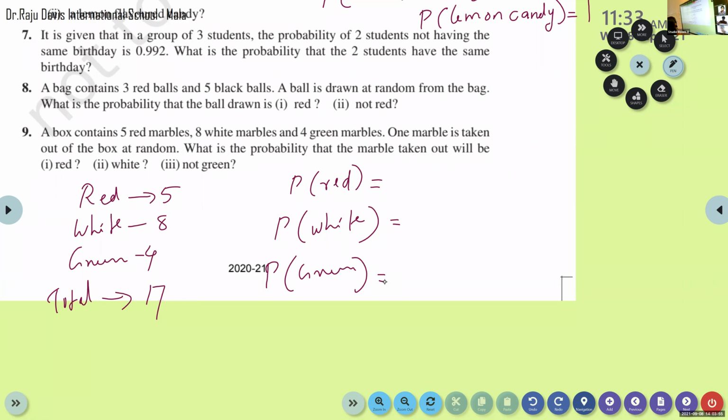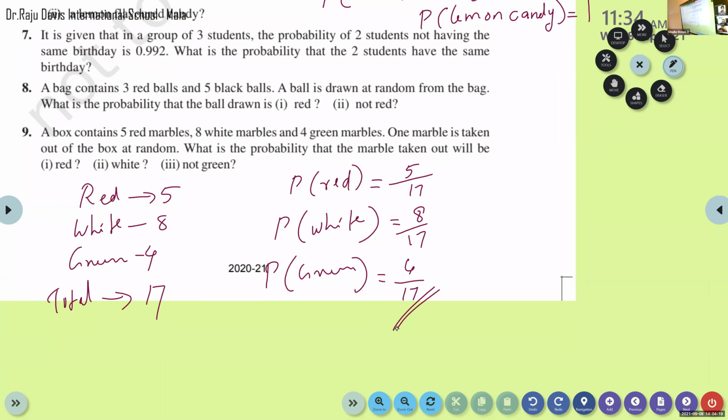Probability of red? 5 by 17. White? 8 by 17. And green? 4 by 17.